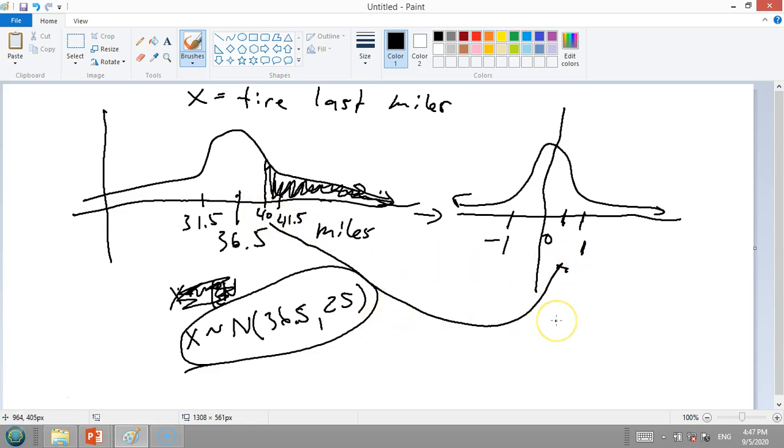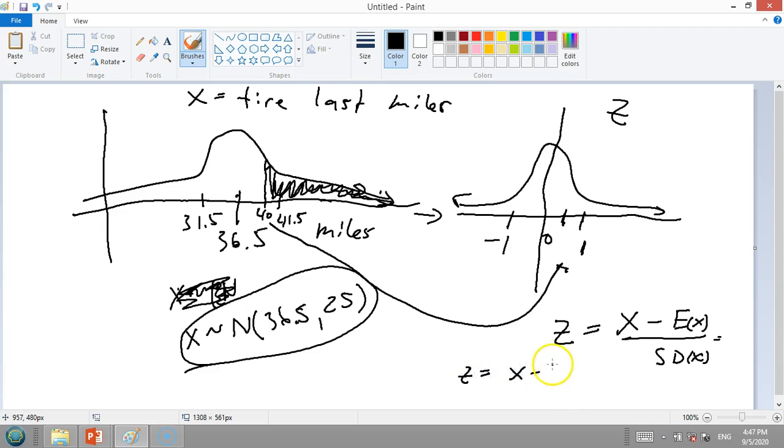I just use the formula. You guys remember the formula? I did z, and this is z here, and this is x. Z is x minus expected value of x over the standard deviation of x. And what is this going to equal to? Z equals x minus, in this case, 36.5 divided by 5, or 5,000, okay? So 1,000 here, okay, everybody?